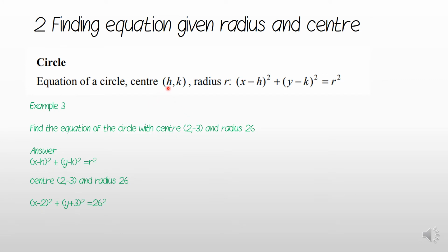So we do the same when we're going backwards, we change its sign. So we take the 2, we change it to -2, and then we take the -3, we change it to +3, and then the radius is 26. Remember, in the equation it's r squared, so here we're given r, so if we're putting it back into the equation, we square it, so r squared, 26 squared. The last step is just to tidy things up and find the actual value for 26 squared. So you just put that in your calculator, find that it's 676.